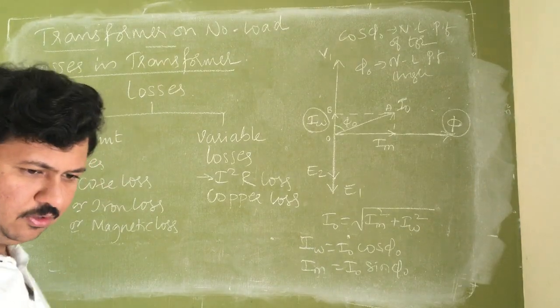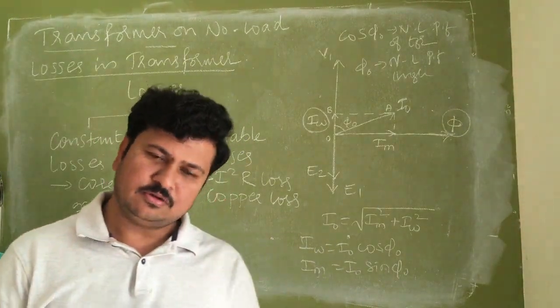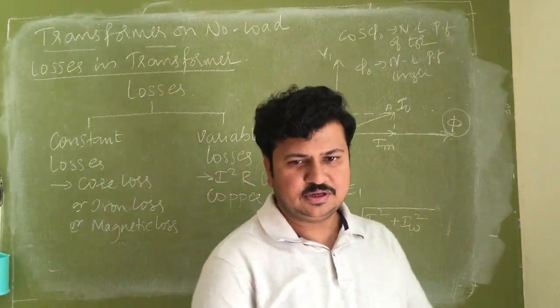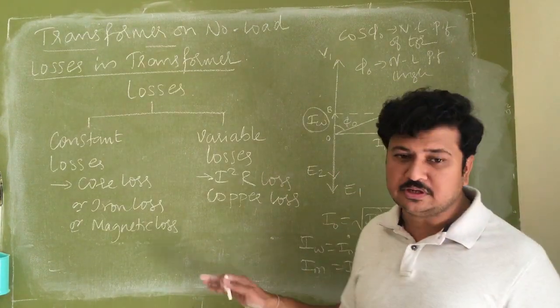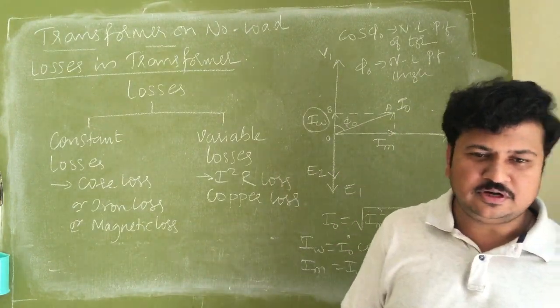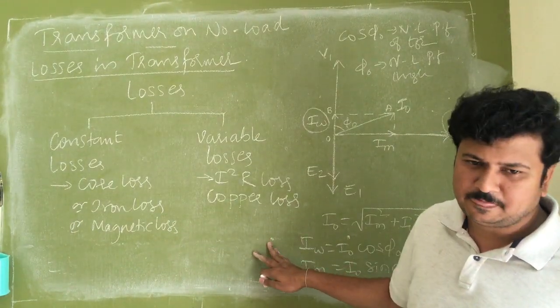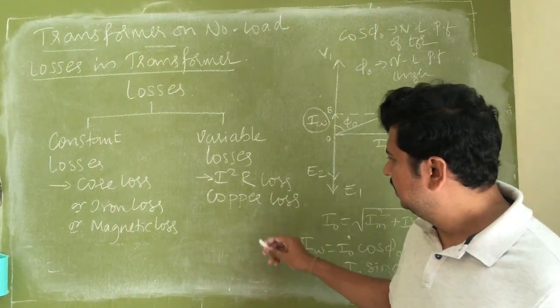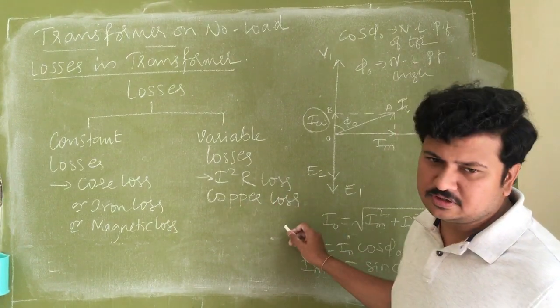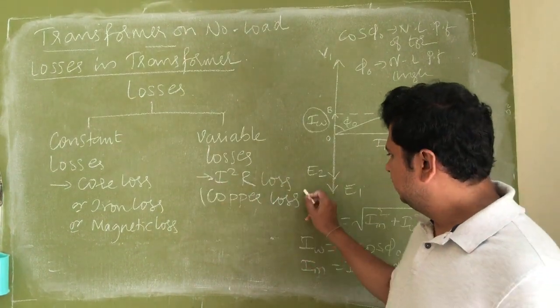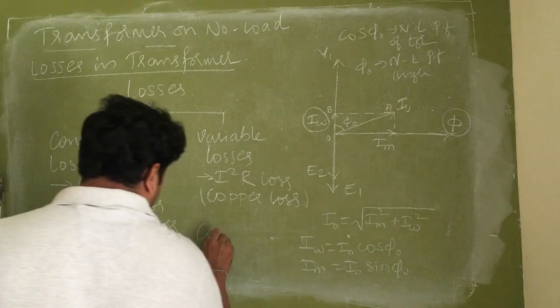Copper loss. Even though I use aluminum as conductor, it is known as copper loss only. It is by name. Don't think that if I use aluminum, it is aluminum loss, or if I use silver, it is silver loss. No. Conduction losses generally we call copper losses. So I square R loss is nothing but my copper loss. These are nothing but my conduction loss.